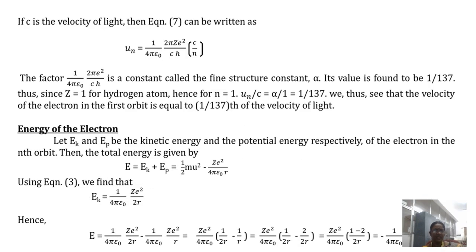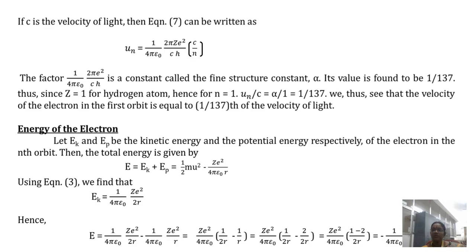If c is the velocity of light, equation 7 can be rewritten as Un is equal to 1 by 4 pi epsilon naught times 2 pi z e squared by ch, that is c by n. This factor is a constant and it is called the fine structure constant alpha. Its value is found to be 1 by 137. Since z is equal to 1 for hydrogen atom, and hence n is equal to 1, Un by c is equal to alpha by 1, which will be equal to 1 by 137.